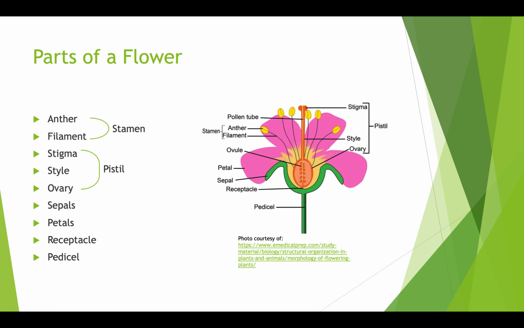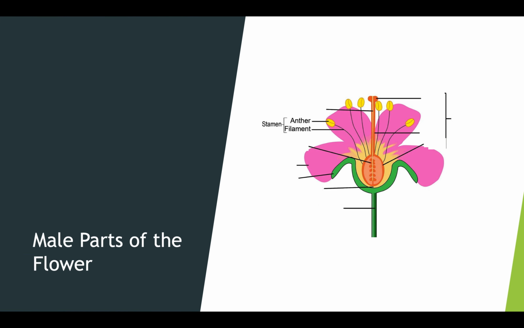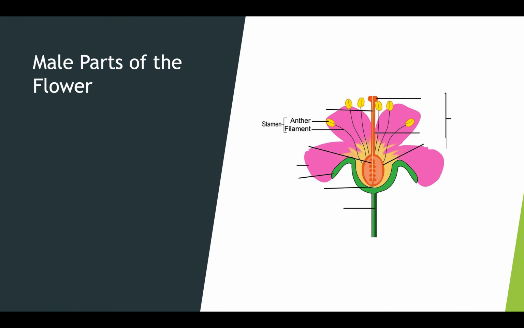Now there are a lot of different terms here, but don't worry, we'll be looking at each of these terms individually and learning how to locate them on the flower. So first up, we have the male parts of the flower. It's pretty simple. All you need to know is three different terms. These are the anther, the filament, and the stamen.